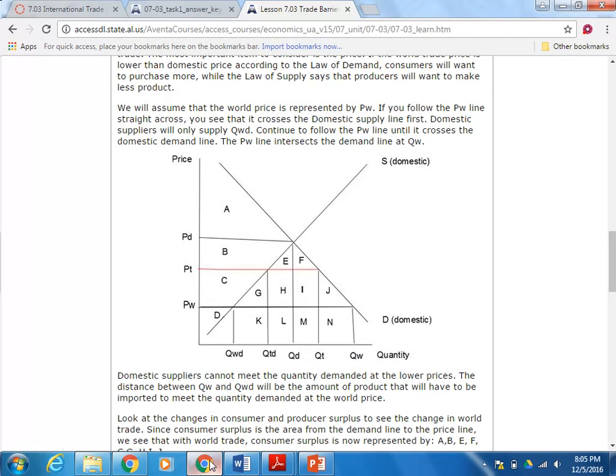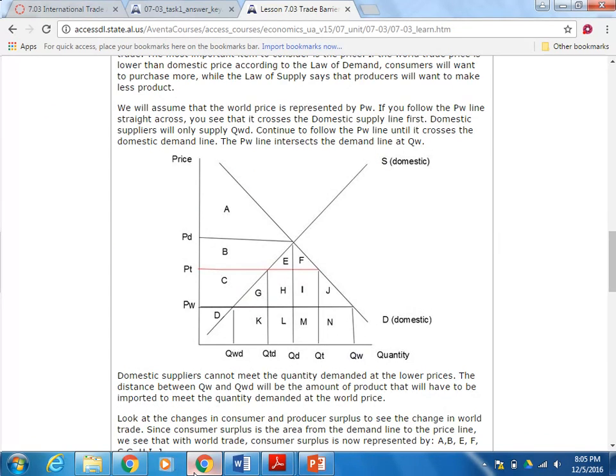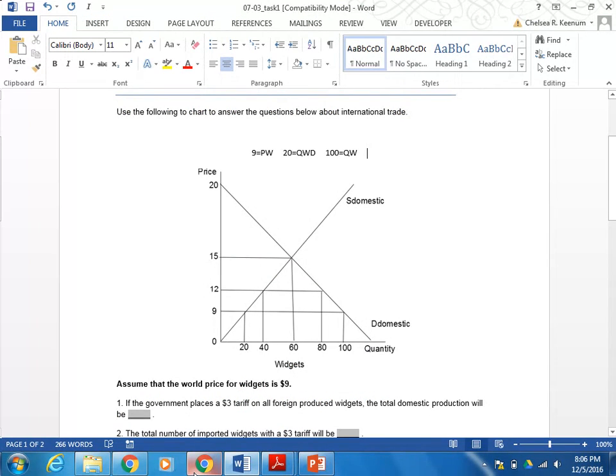You also need to know QWD, that is the domestic supply, or what the country has. So like we're talking about the U.S., that's how many the U.S. can supply at that price. So in this case, 20 would be your QWD. And your QW is the total quantity people would buy. So it's where price and quantity meet on the demand curve. And so in this scenario, that's going to be 100. So I've already labeled those three things for you.